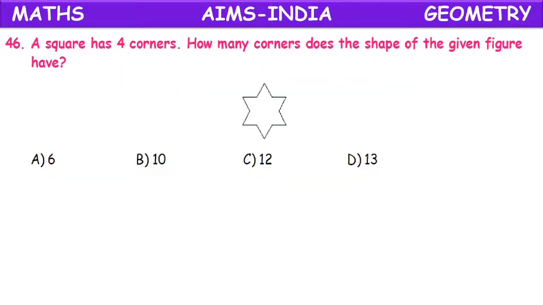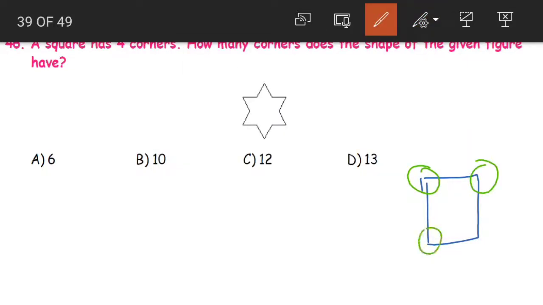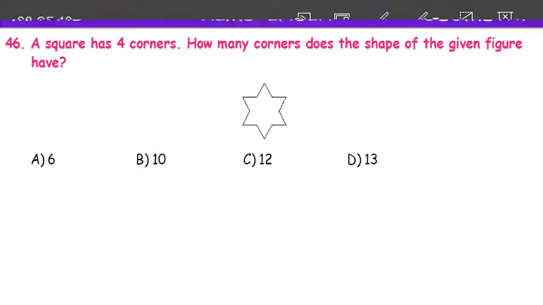Question 46. A square has 4 corners. How many corners does the shape of the given figure have? What is the corner here? A square is having 4 corners. This, where 2 edges meet, is called as a corner. So a square has 1, 2, 3, 4. Yes, 4 corners. Now we are having this figure here, the shape.